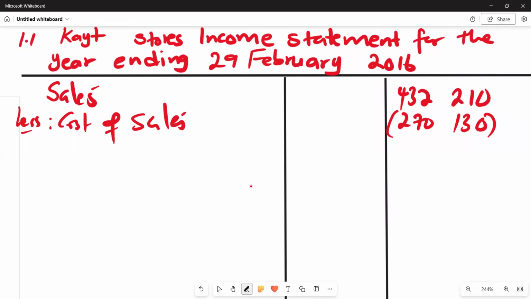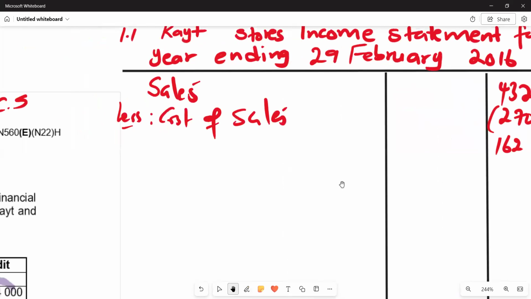And then I will subtract there 432,210 minus 270,130. You get 162,008. And this is going to be your gross profit. So the formula that we have for finding our gross profit is sales minus cost of sales. So this is what we have.